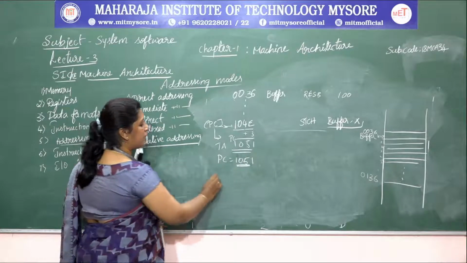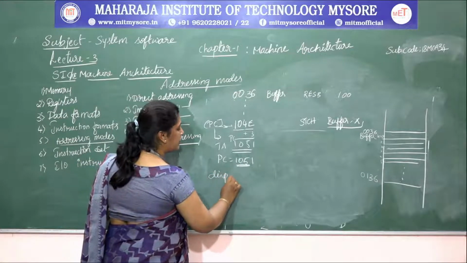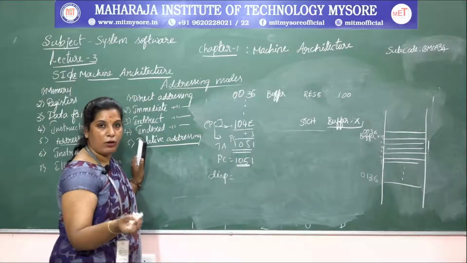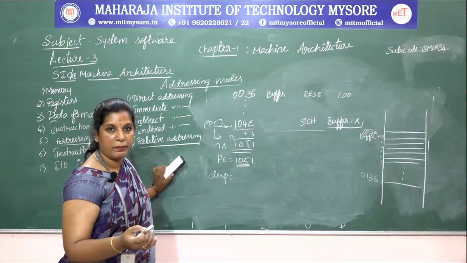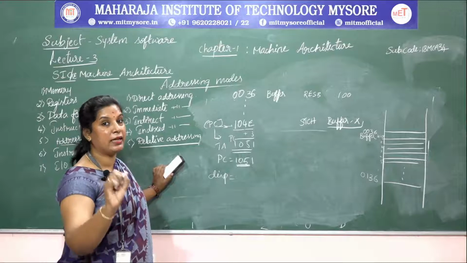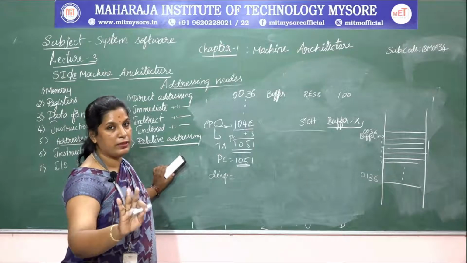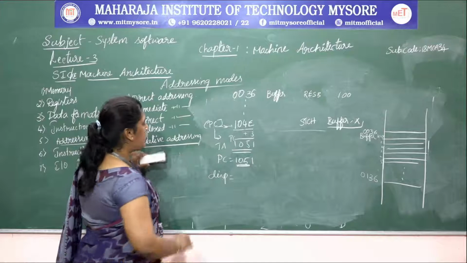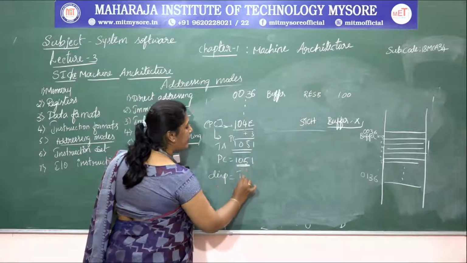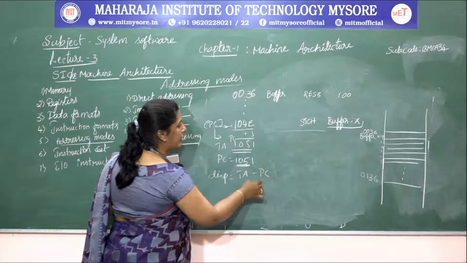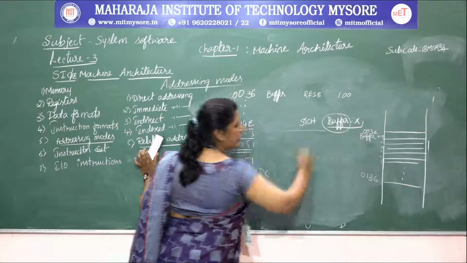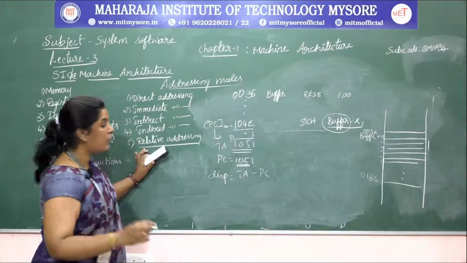So to get the displacement value, we can get either a negative value or a positive value, but the number of bits should not exceed 3 hexadecimal digits. That is the displacement value. If I want to get the displacement value, I need to subtract the program counter value from the target address. For this instruction, what is the target address? The buffer, which is at memory location 0036.